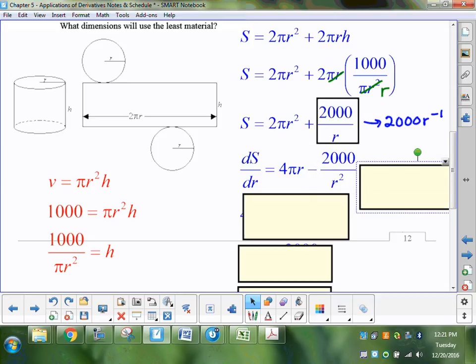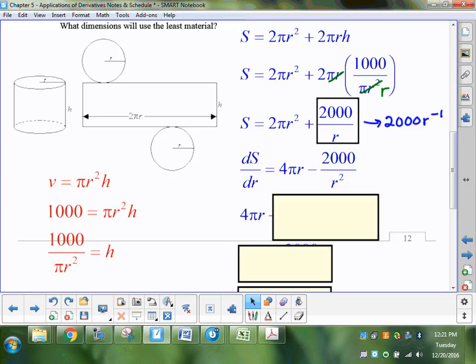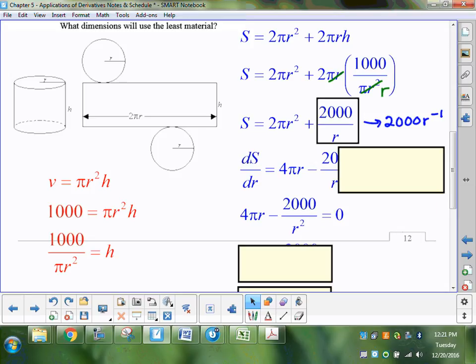Careful. It'll be minus 2,000 r to the negative second. Now, when we get to here, I'm looking to go, what was I trying to do? Oh, I get to this. Sorry, I've got to set this equal to 0.